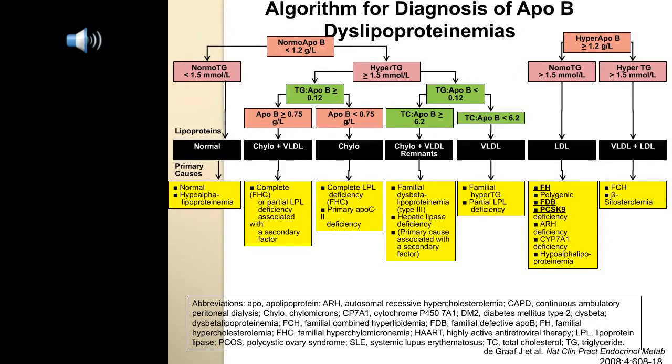And here you see an algorithm in which ApoB, triglyceride and cholesterol are used for the prediction of which lipoprotein classes are accumulating, and then using that as a prompt to consider which particular syndrome of dyslipidemia may be present. And you can see under LDL I've highlighted the possibility of familial hypercholesterolemia or its variants due to mutations of ApoB or the PCSK9 gene, where these represent particularly high-risk situations.